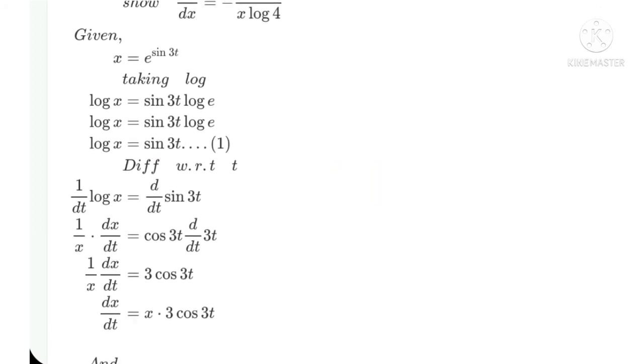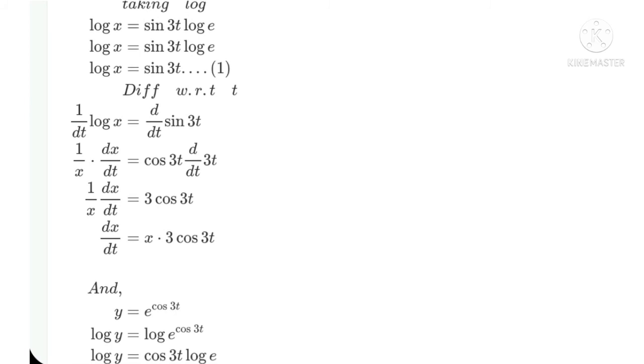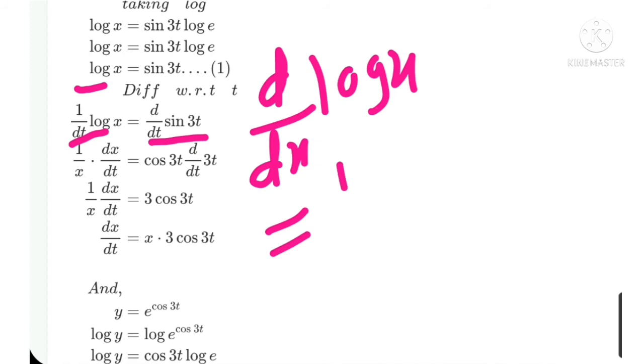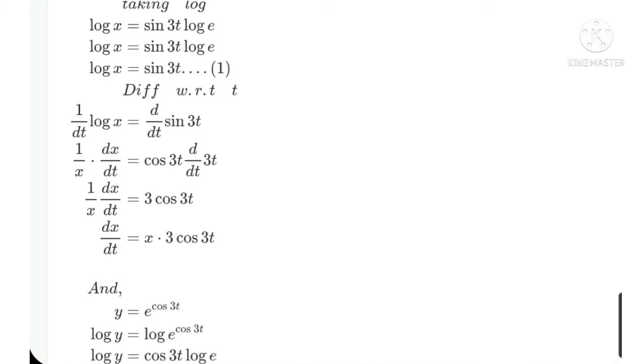Differentiate with respect to t, we get, what is the derivative of log x? Derivative of log x is equal to derivative of sin 3t. Derivative of log x with respect to x would be 1 upon x. But here we have the derivative of log x with respect to t. So 1 upon x into dx by dt, and derivative of sin 3t is cos 3t into derivative of 3t.